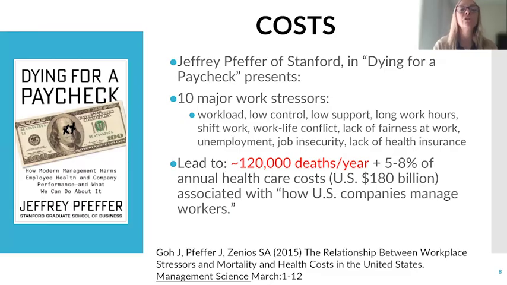So what are the costs of this work stress? Two economists, Jeffrey Pfeffer and Joel Goh, modeled 10 major work stressors and were able to estimate that the major work stresses that I've mentioned, workload, job insecurity, shift work, lack of fairness at work, and so on, actually lead to over 120,000 deaths per year. Now, we believe that's quite conservative. They also were able to predict that it related to about 5 to 8% of annual healthcare costs. It's about $180 billion related to these 10 major work stressors that they modeled.